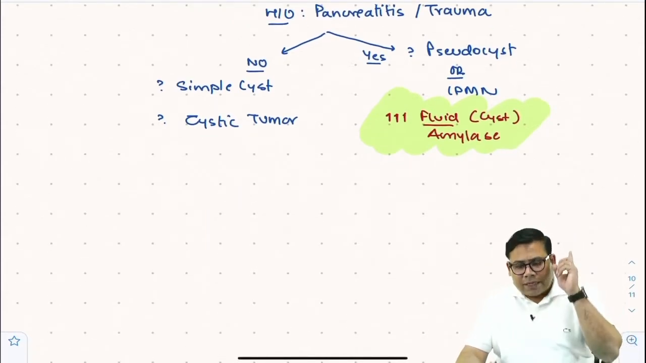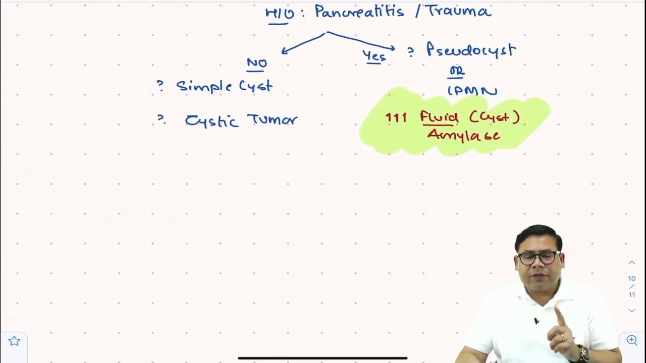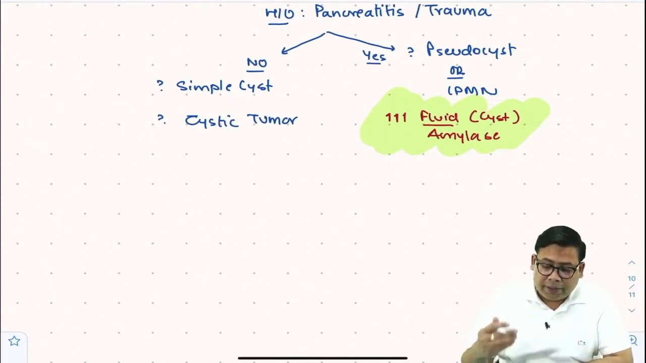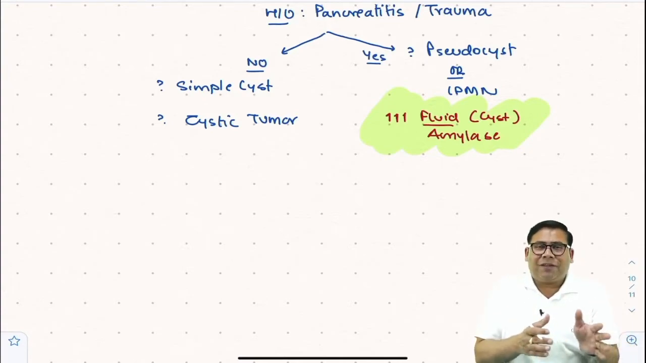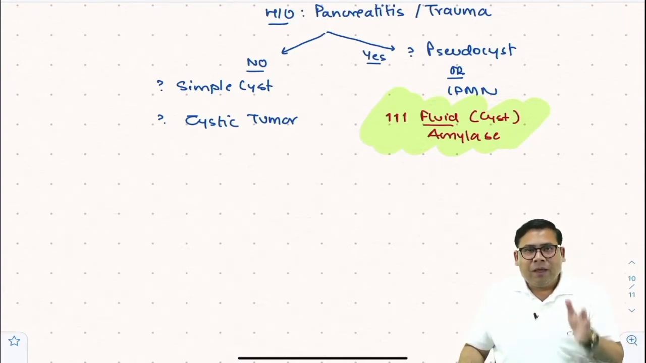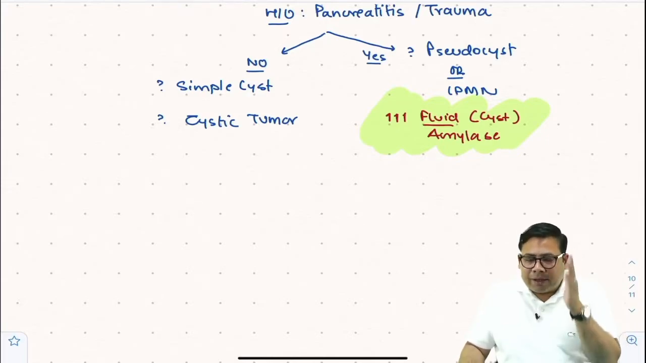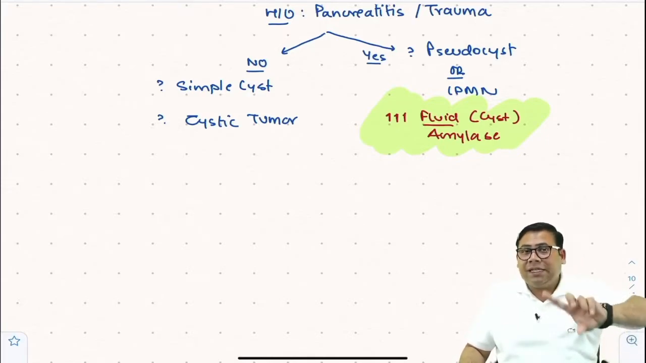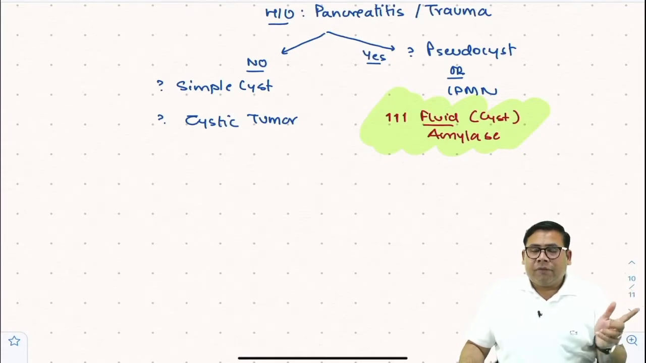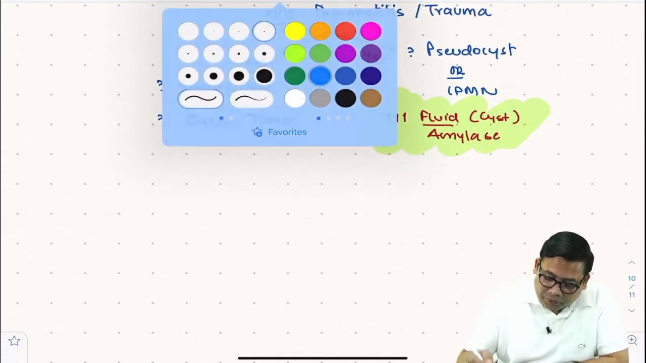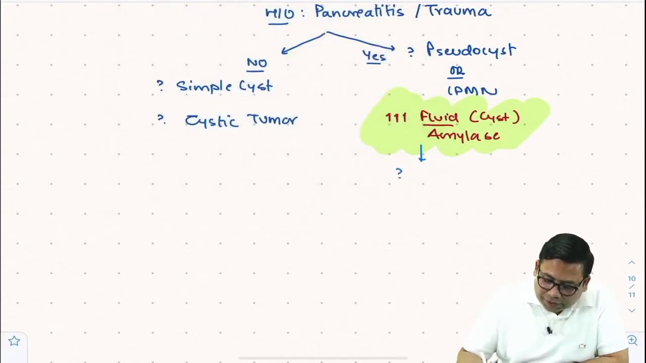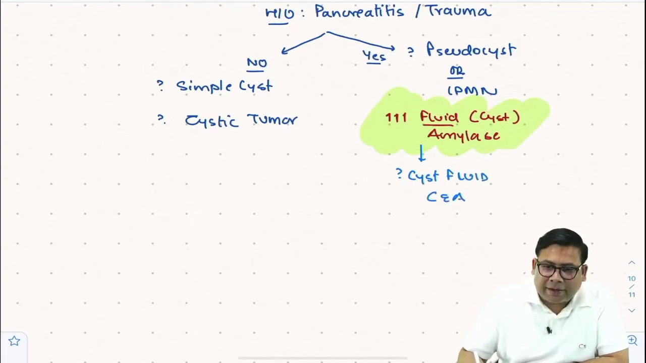If there is an elevated cyst fluid amylase level, what do you need to do? You need to confirm whether it is due to malignancy or due to a pseudocyst. Try to understand, a malignancy will always have elevated CEA levels, whereas a pseudocyst will never have it. So the next thing you need to confirm is the cyst fluid CEA levels.